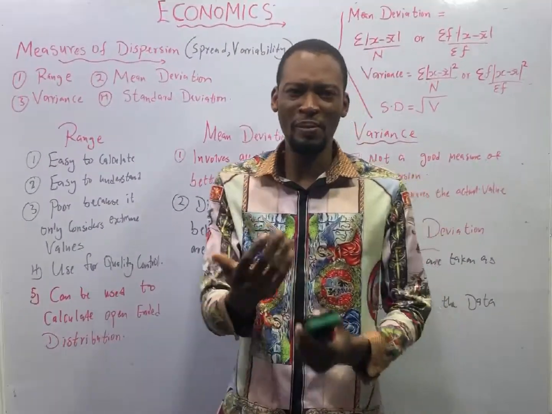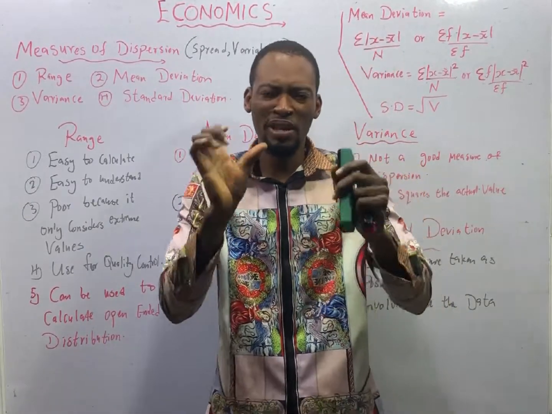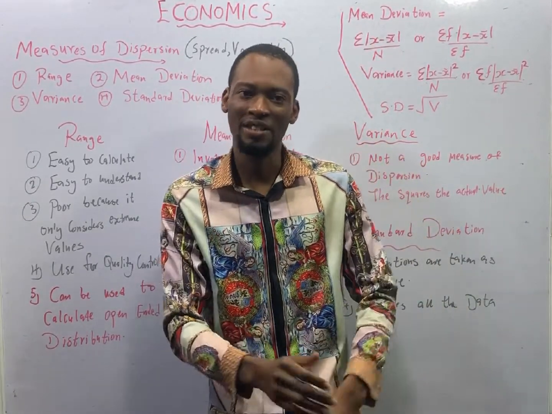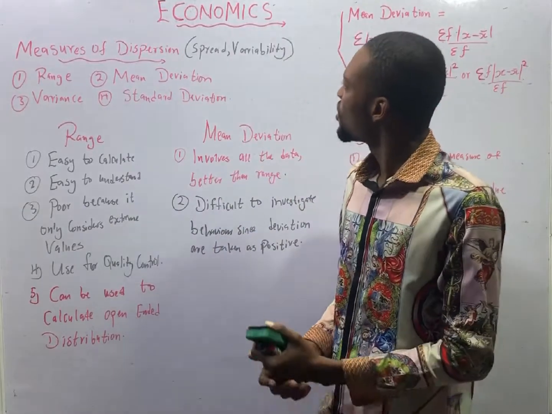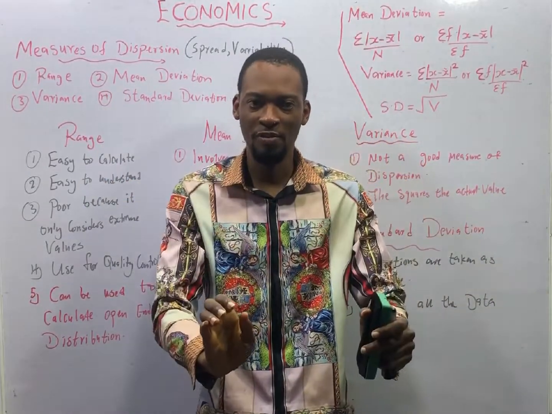This is episode number 17 of the 120 days to Jamb economics with Flash Isaac. In this episode, we shall be looking at the measures of dispersion.